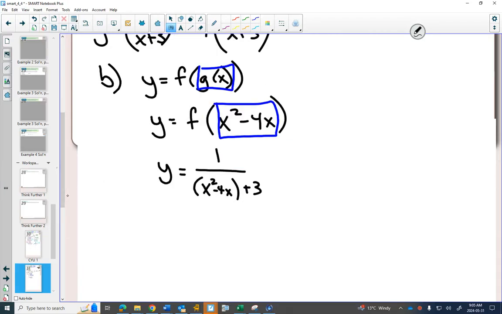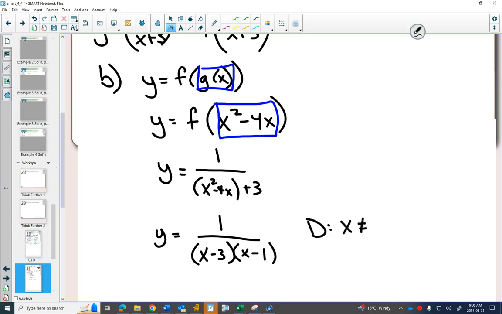This is one you did, though. You graphed this. We graphed this in chapter 2. This is a rational function. What did we do in chapter 2 with rational functions? We factored first. Can we factor the bottom? Absolutely. X minus 3, x minus 1. It has non-permissible values. So what is the domain? X can't equal 3, and x can't equal 1. And those would be holes or vertical asymptotes.